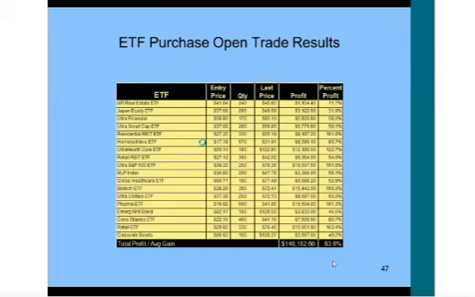Now, in one of my advisory services, we do have an ETF portfolio, and I took a snapshot of the current profit results, and I used the major trend system to identify buy and sell signals in this portfolio. We currently have an open trade profit of $140,000, average return of 83%. And this is a broadly diversified portfolio with many different world markets.